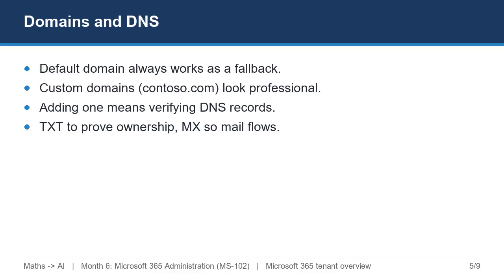Every tenant gets that .onmicrosoft.com domain, and it always works as a fallback. But organizations add a custom domain, like contoso.com, so sign-in names and email addresses look professional. Adding a domain means proving you own it through DNS records, typically a TXT record to verify ownership, then MX and other records so mail actually flows. You'll see this dance whenever a company is onboarded.